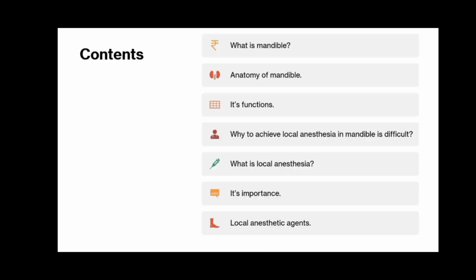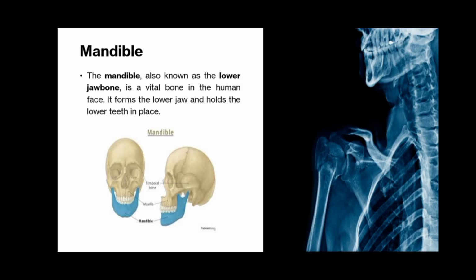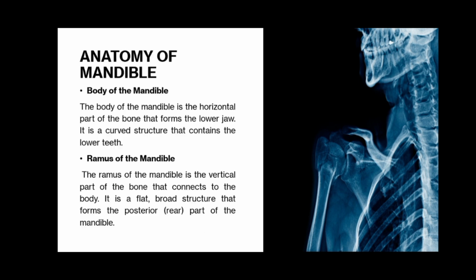In this video, we will learn about the topic local anesthesia in mandible. For this, first we have to know about the mandible and local anesthesia. Mandible. The mandible is also known as the lower jaw bone. It is the vital bone in the human face. It forms the lower jaw and holds the lower teeth in place.